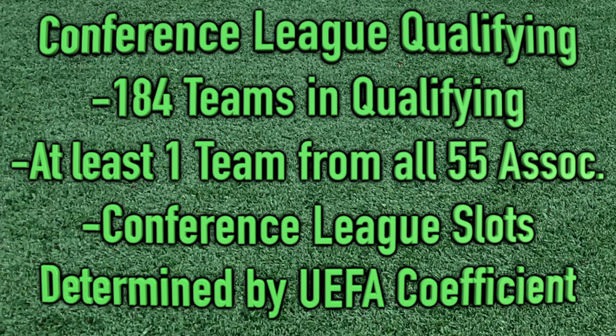So how can teams qualify for the UEFA Conference League? Who exactly enters this continental competition? Well, this is where it gets a bit convoluted. In all, there are 184 teams that go through qualifying for the UEFA Conference League each season. There's at least one team represented in each of the 55 associations, so great inclusivity here by UEFA. And how we determine how many Conference League slots each national league is allotted is by the UEFA coefficient. That's a way of using statistics and analytics to rank the different leagues across Europe.